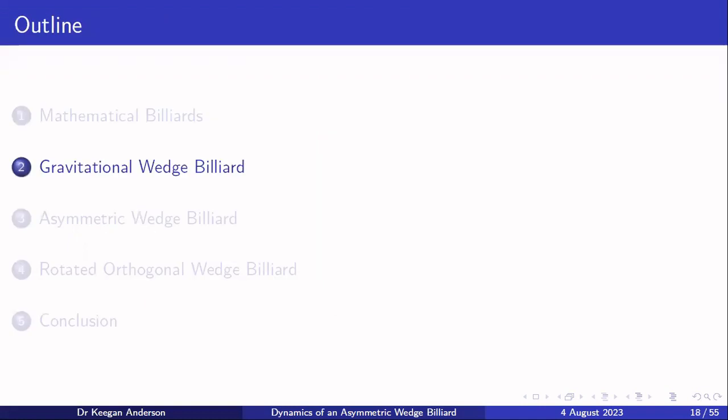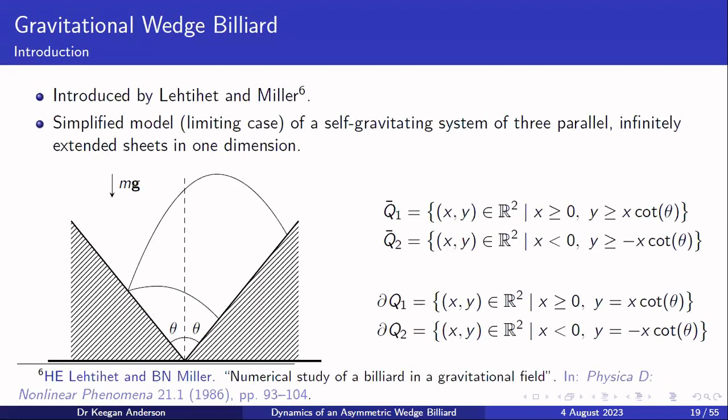Right, on to the actual part of my talk or topic. But before we get to the asymmetric part, I first need to give some background. And this is the gravitational wedge billiard, which was introduced by Lehtihet and Miller in 1986. Why it's symmetric is you can see that there's that angle theta, which is made between the wedge walls and the vertical. And we also have this particle moving around. There's a gravitational field in which the particle moves.